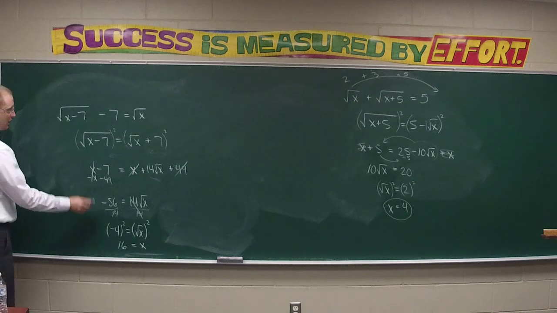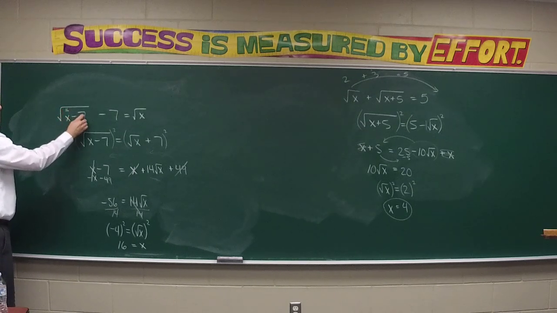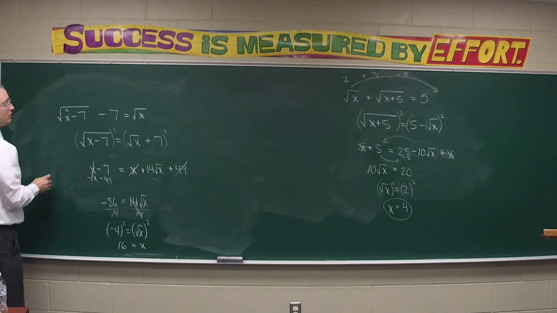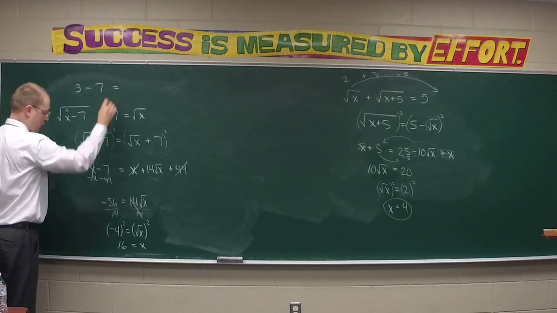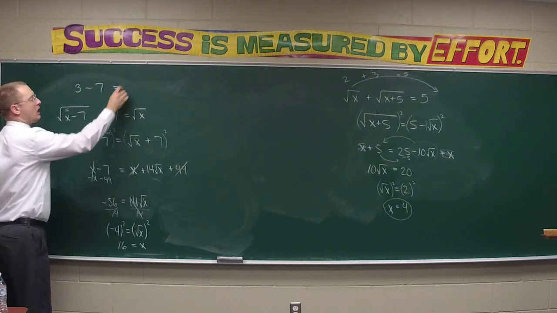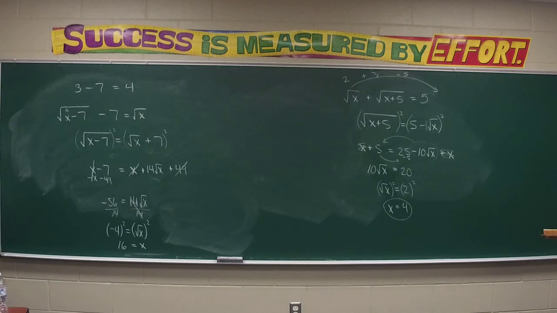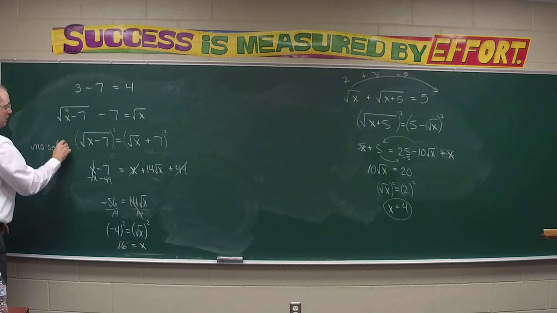So, let's check our 16. 16 minus 7, class. 9. Square root of 9. 3. Minus 7 equals, what's the square root of 16? Does 3 minus 7 equal 4? No. It equals negative 4, doesn't it? So, nope, it does not check, but we don't have another solution to fall back on. So what's my answer if that's extraneous? There is none. My answer is simply no solution.